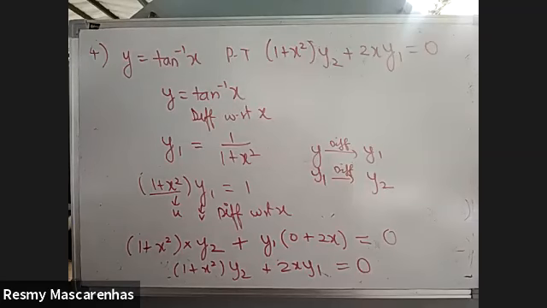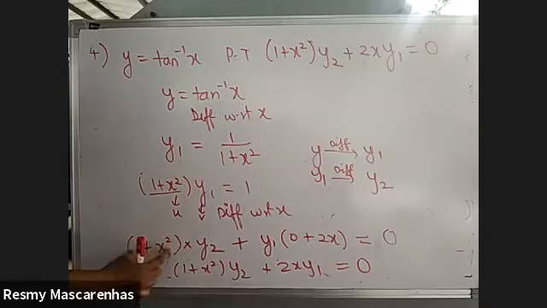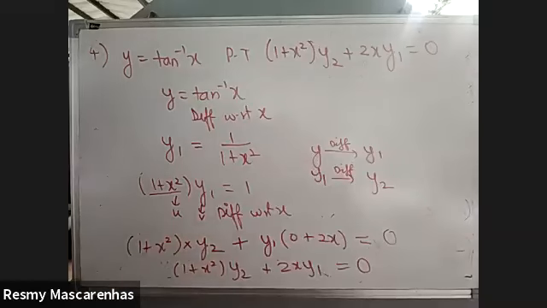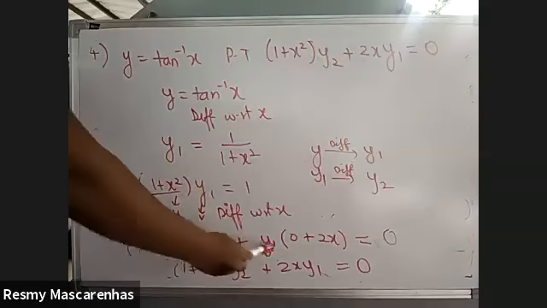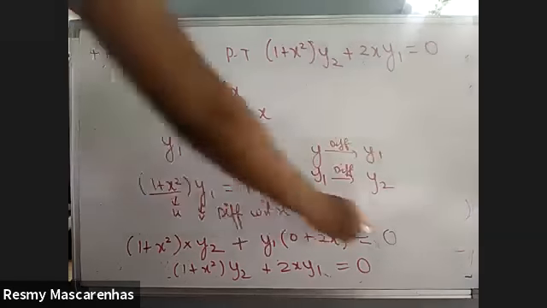Anybody having doubt? First time I differentiated u into v. u, write as it is, take the derivative of v. Already it is y1, so when you take another derivative, it will become y2. Then plus v, write as it is, take the derivative of u. And this side, the derivative of 1 will be 0.